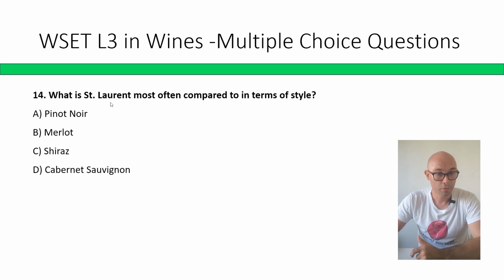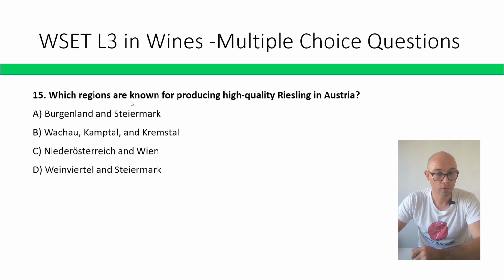What is Saint Laurent most often compared to in terms of style? Pinot Noir, Merlot, Shiraz, Cabernet Sauvignon. The correct answer is A, Pinot Noir. Which regions are known for producing high quality Riesling in Austria? Burgenland, Steiermark, Wachau, Kamptal, Kremstal, Niederösterreich, Vienna, Weinviertel and Steiermark. The correct answer is B, Wachau, Kamptal and Kremstal.